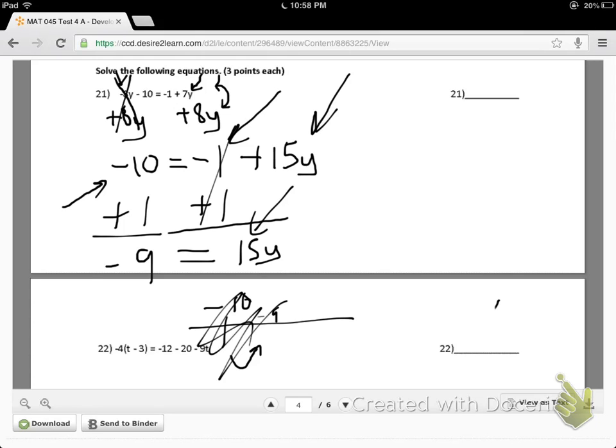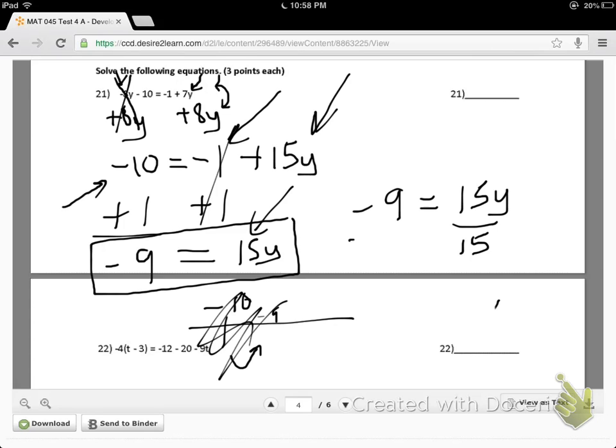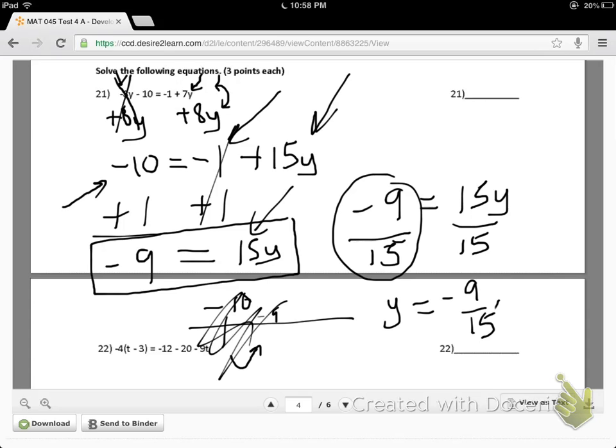15y. Don't worry if you get fractions for this one. I'm still going to divide by the number next to the letter. So right now I've got negative 9 equals 15y. I divide by the 15, that's the number next to the letter, and there's your answer. y equals negative 9 over 15. And that's it. I think I'll leave it at that.